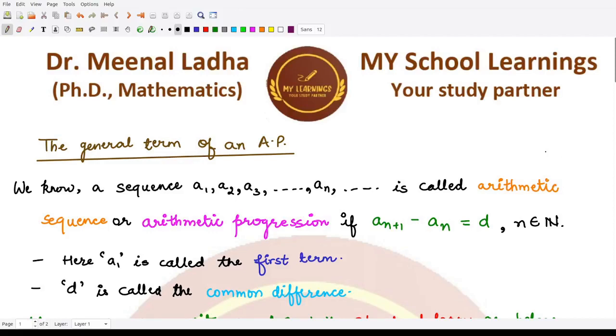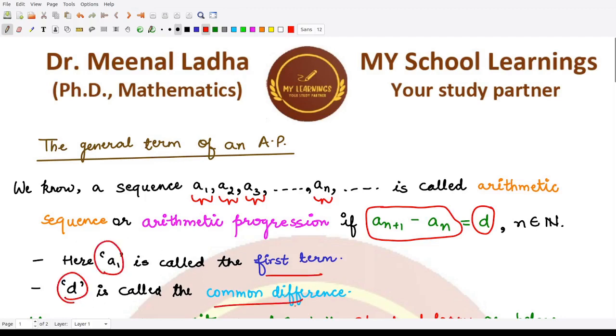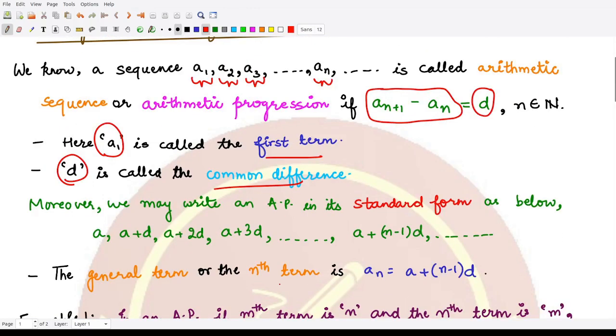In this video, we shall be looking at the general term of an AP. In the previous video we talked about arithmetic progression. If you remember, we label the first term as A1, the second term as A2, the third term as A3 and so on, the nth term as An, where the difference of any two consecutive terms is equal to d. We denote A1 as the first term and d is nothing but the common difference. These things you know well.